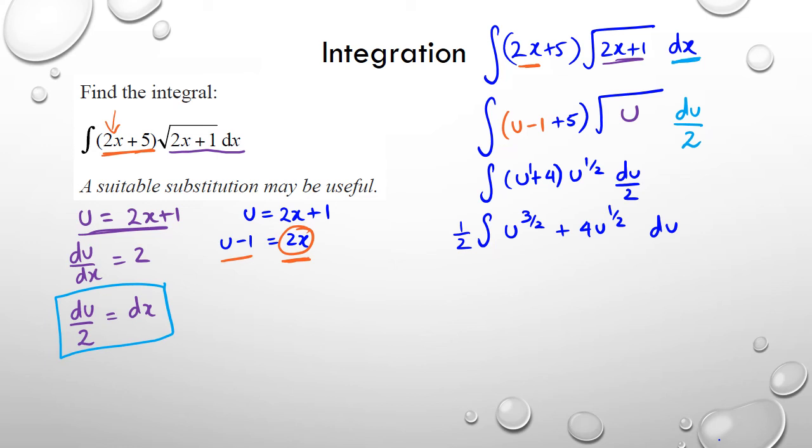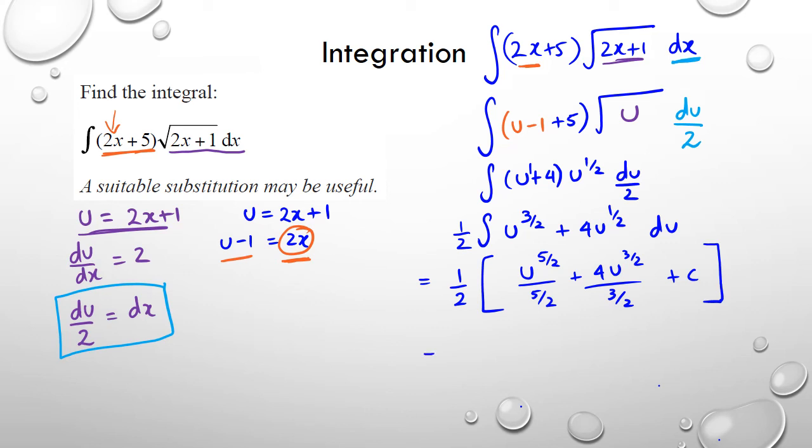Now I can actually start integrating this. So this would be a half. I've got u to the power of 3 over 2, which becomes 5 over 2, because 3 over 2 plus 1 is 5 over 2, divided by 5 over 2, plus 4u to the 3 over 2 over 3 over 2. Don't forget your plus c somewhere there. And that's what I'm looking at. Does that make sense so far, what I've done?